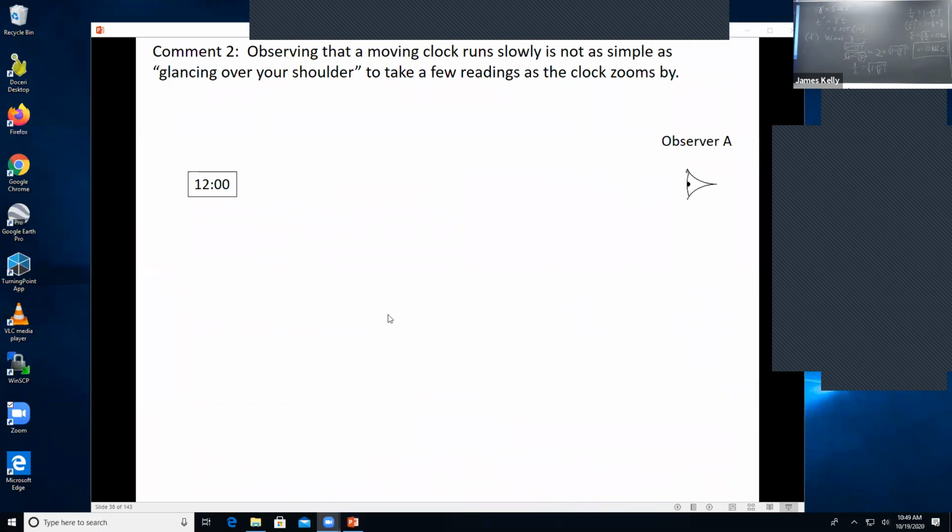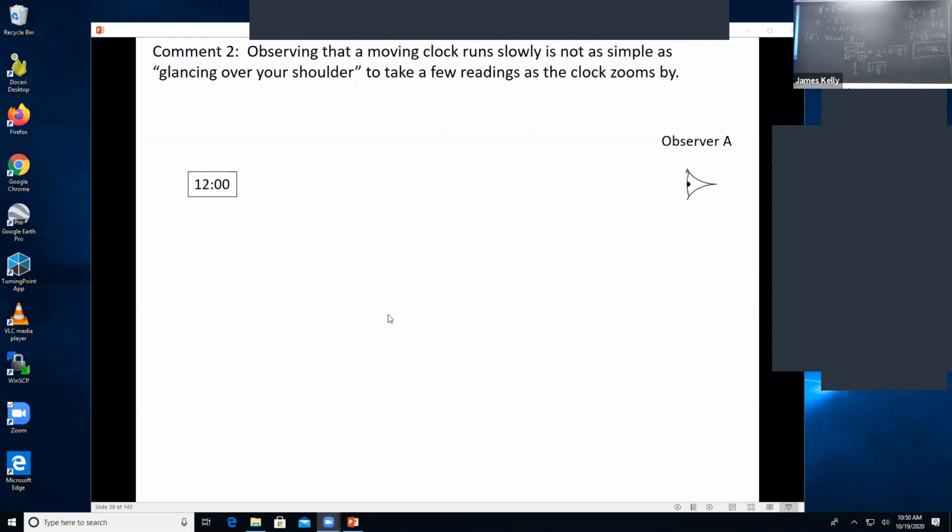Comment 2 is, well, I've been talking as if one person is watching this clock go by, but it's not so simple. Here I say, observing that a moving clock runs slowly is just not as simple as glancing over your shoulder as the clock zooms by, taking a few readings and seeing, oh, I don't have to wait as long, even though it sounds like that's what we're doing. The problem is, when something's moving at close to the speed of light, even in a very short amount of time, it goes a huge distance away. And if it goes a huge distance away, if I'm trying to read what it says with my eyes, I have to wait for a long time for that light to get back to my eyes.